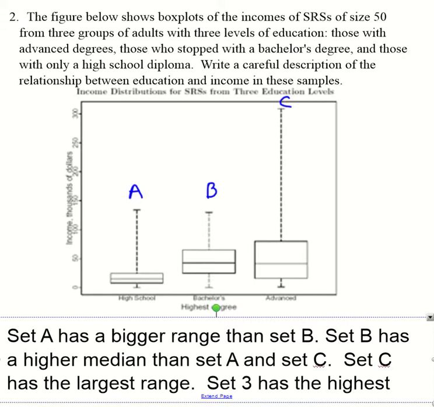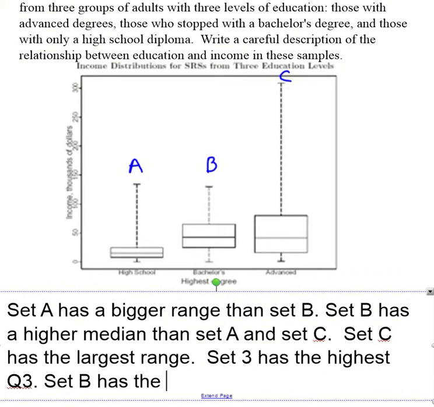But look at B. Set B looks to have the highest quartile 1. Let me scroll this down. B has the highest Q1. So these are all some different things you can compare and contrast about them. It's kind of interesting. You might have noticed a few other things.